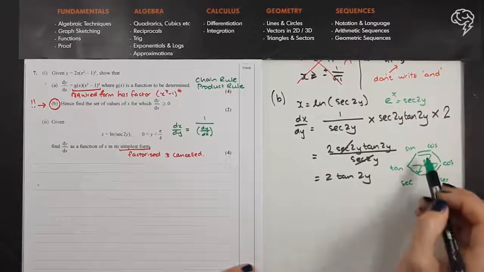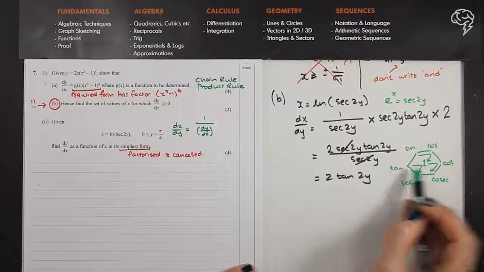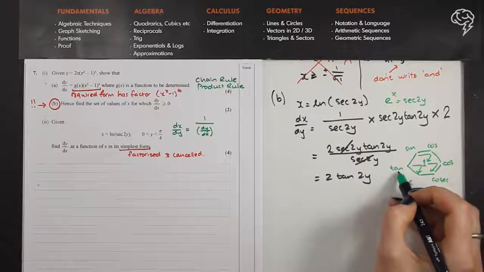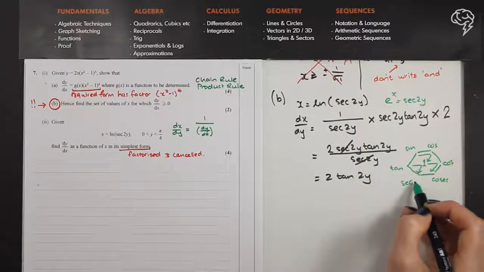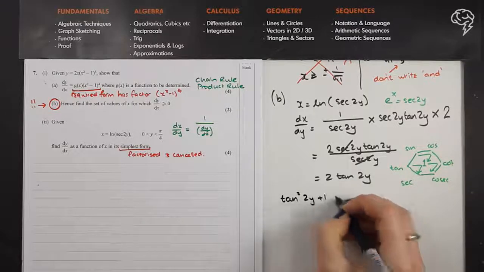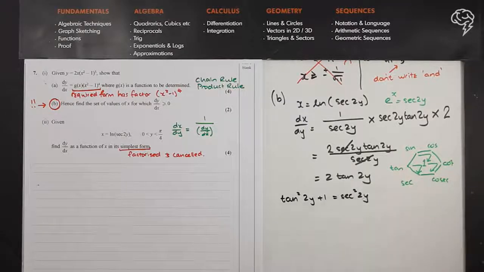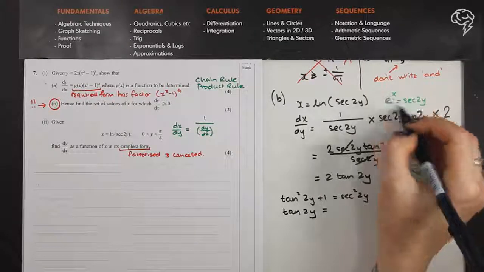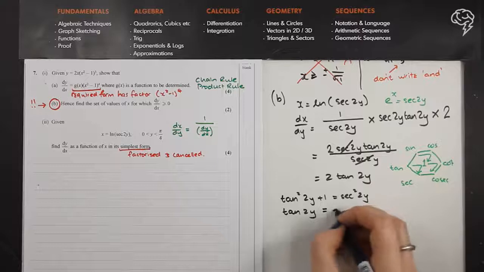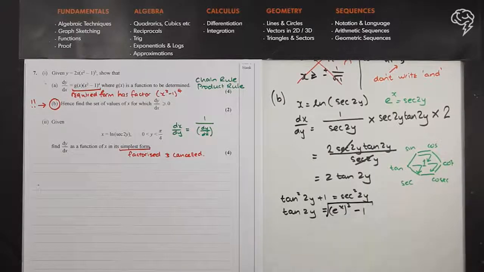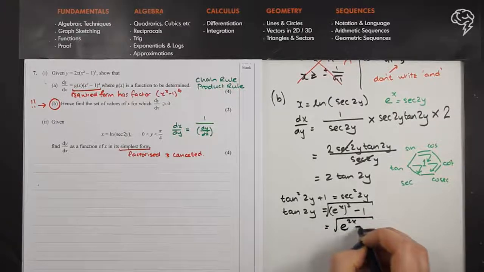So from this little hexagon here, I can see that the connection I want is tan squared plus 1 is sec squared. Tan squared of the angle plus 1 is sec squared of the angle. So tan 2y is going to be this thing here, which is e to the x squared, minus the 1, and then square rooted. And that can be written as the square root of e to the 2x minus 1.